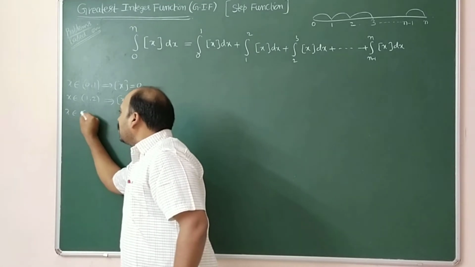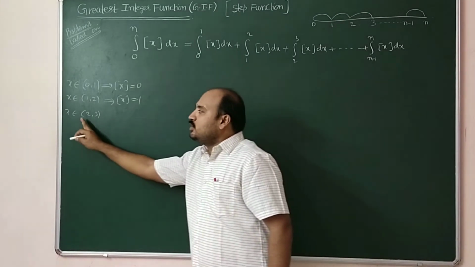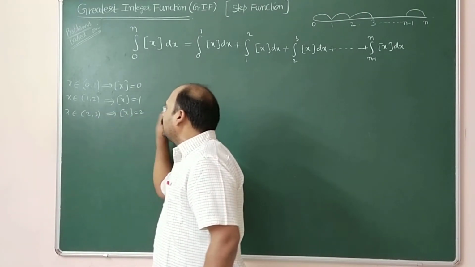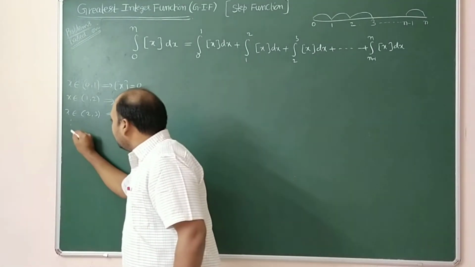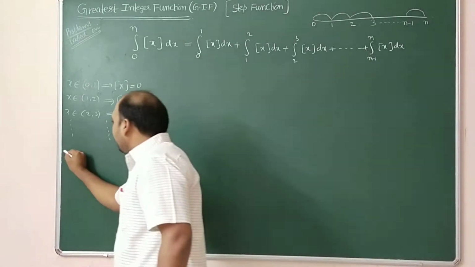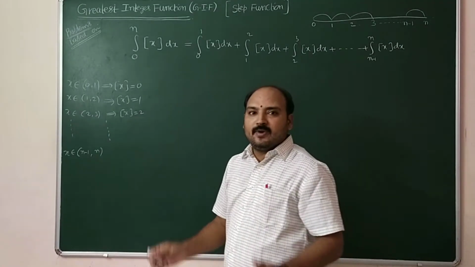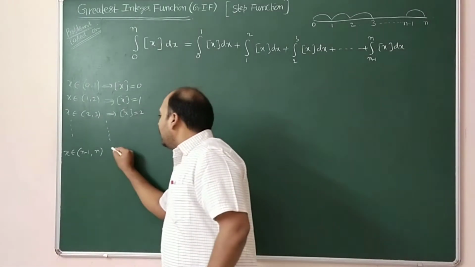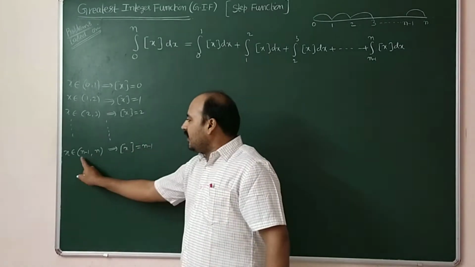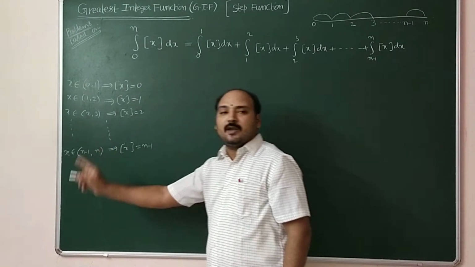So x belongs to the 2 to 3 interval. In the third integral, if you observe, 2 to 3, in the interval 2 to 3 the value of step x will become 2. And so on. We will come to the last interval. x belongs to n minus 1 to n. In between n minus 1 and n, the step x value will become n minus 1. Why? Because it is the left side value. It will take the immediate left side value, that is n minus 1.